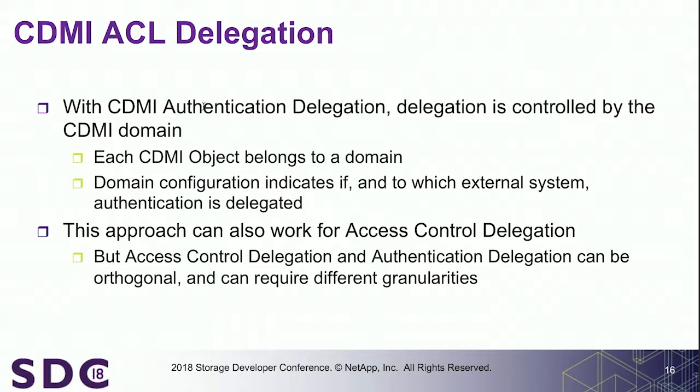When I authenticate into ACM, I go through one authentication provider. When I authenticate in with IEEE, I go through a second authentication provider. So those two objects, one would be in the ACM domain, and one would be in the IEEE domain. So in CDMI, the domain determines where you delegate. So you can do the same thing with access control. You can say if it's the ACM domain, I go to the ACM access controller. If it's IEEE, I go to the IEEE access controller.